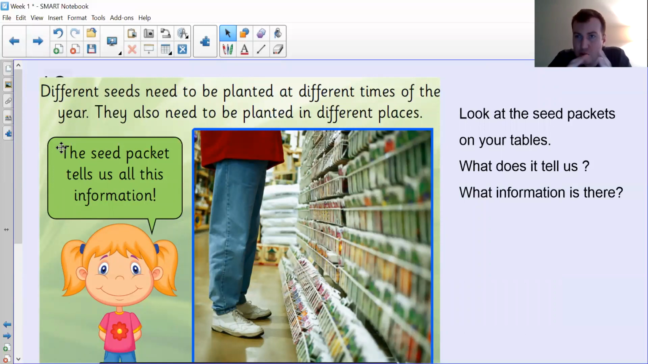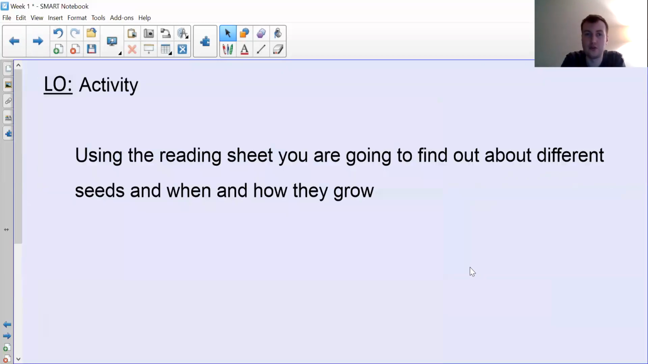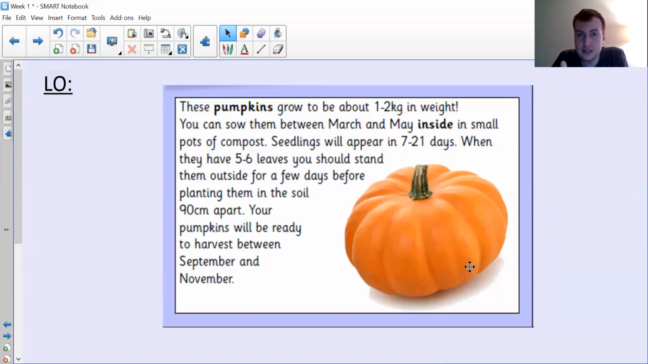The way we know how to grow a plant or a seed is through the packet. When we go to a store, we get a packet of seeds and it tells us when, where, and how it needs to be grown. Because for different seeds, it is very different. So for example, pumpkins, which grow to about 2 kilograms in weight, so quite big, are sown between March and May, which means they're planted between March and May, and they don't get harvested, taken out, until between September and November. So that's 6 months of them growing, okay?